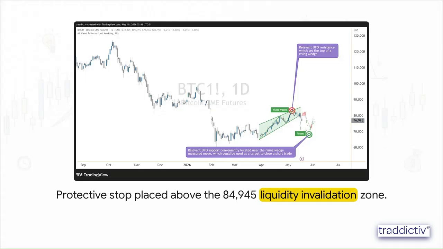Let's look at the chart one last time. If you decide to enter a short position here, where exactly does your protective stop go? An amateur might just slap it slightly above the upper green line of the wedge, but actually, scratch that. Look at the top of the chart again. Your stop genuinely needs to go above 84,945. Why? Because that is the absolute top of the sell UFO resistance zone. Your stop has to be placed beyond the actual liquidity wall. It's the invalidation zone. If price reclaims and holds above 84,945, that means that massive wall of sell orders has been totally defeated, and your entire bearish thesis is officially dead in the water.